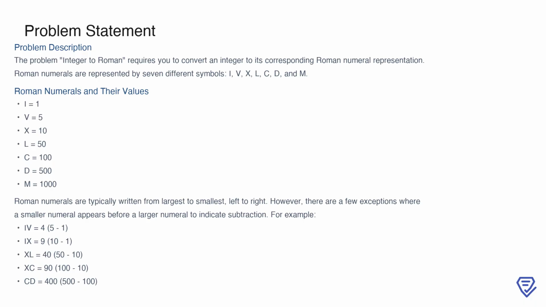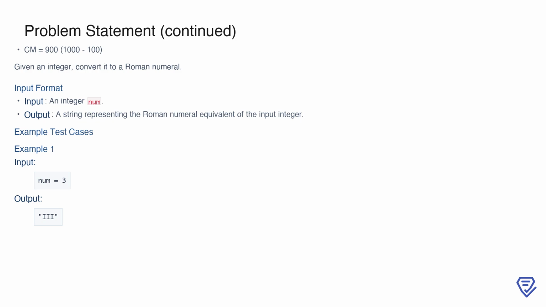Typically, Roman numerals are written from the largest value to the smallest, arranged from left to right. However, there are exceptions where a smaller numeral is written before a larger numeral to indicate subtraction. For instance, IV represents 4, which is calculated as 5 minus 1, and IX represents 9, calculated as 10 minus 1. Other common examples include XL for 40, XC for 90, and CD for 400. Similarly, CM represents 900, which is calculated as 1000 minus 100.